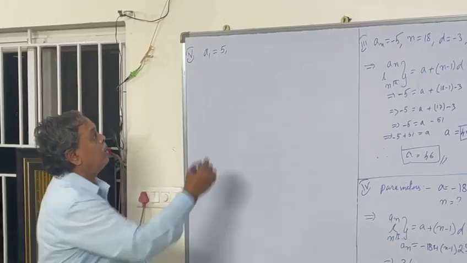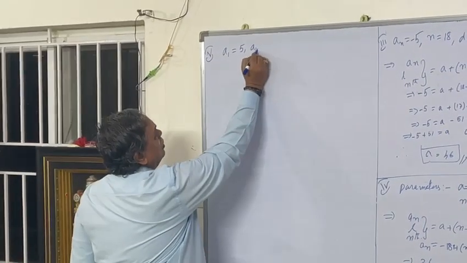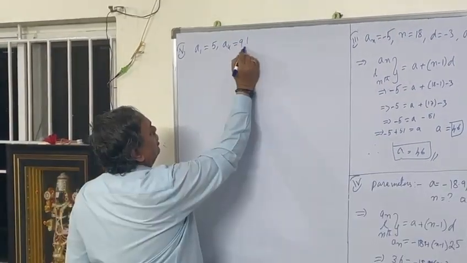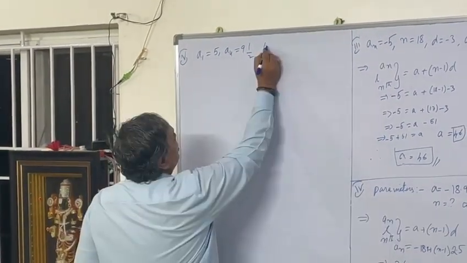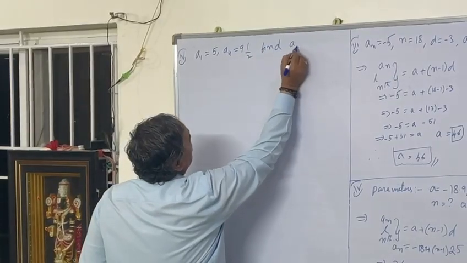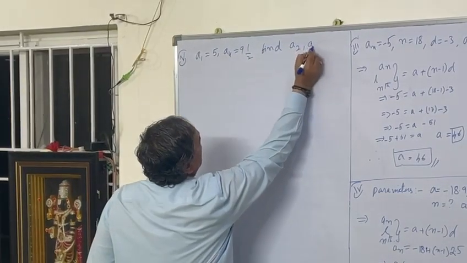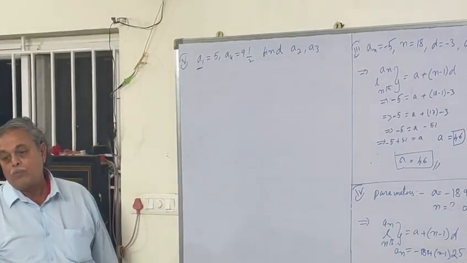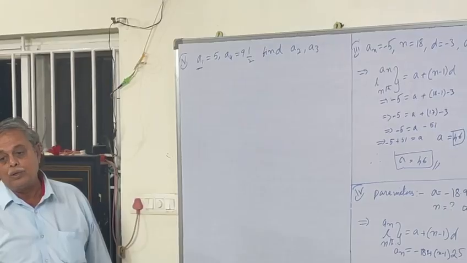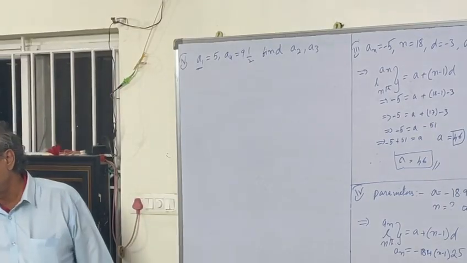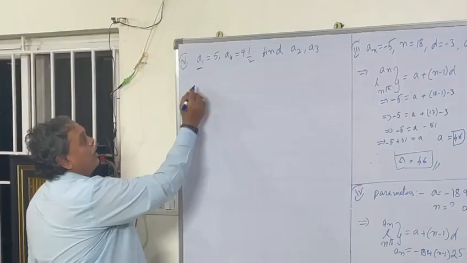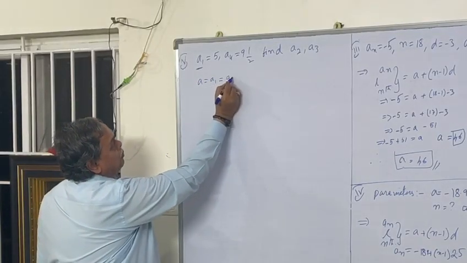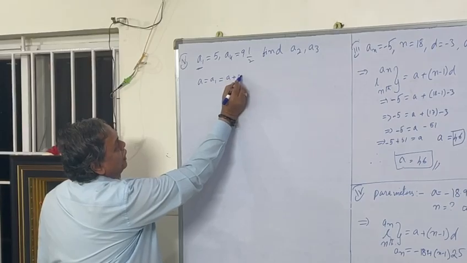A4 is equal to 9 1 by 2. Next, find A2, A3. A2, A3. Next, A1. What is A1, the first term? Here, what should be written? A plus 0D is what you will have to write. A1 is equal to A plus 0D.